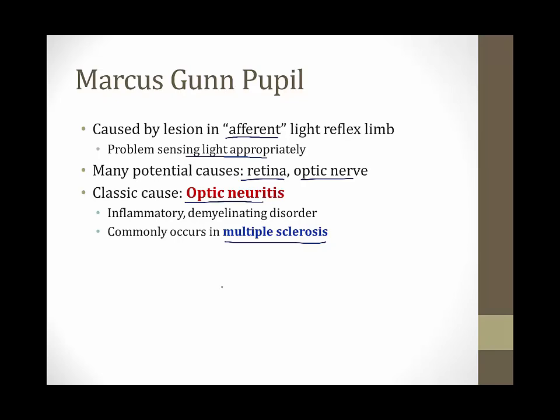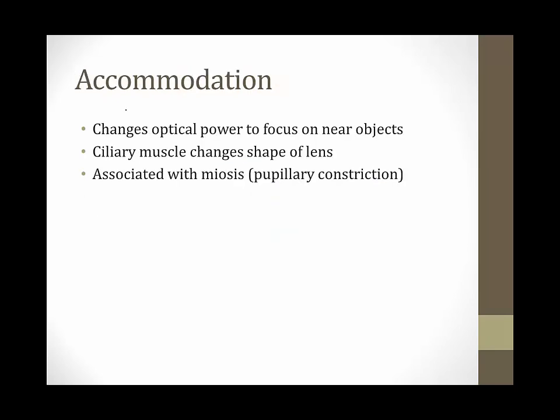The second pupillary reflex that you can test on physical exam is the accommodation reflex. Accommodation is the process of changing the optical power of the eye to focus on near objects. It involves very important changes in the lens, which I discuss in another module, where the ciliary muscles of the eye change the shape of the lens. However, associated with this changing of the shape of the lens, there is miosis, which is pupillary constriction. This means that when patients focus on a near object, not only does the shape of their lens change, but the pupils will also shrink.